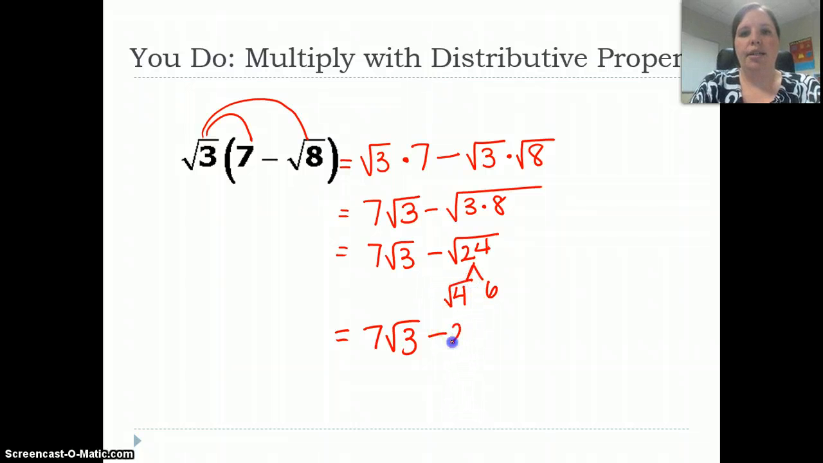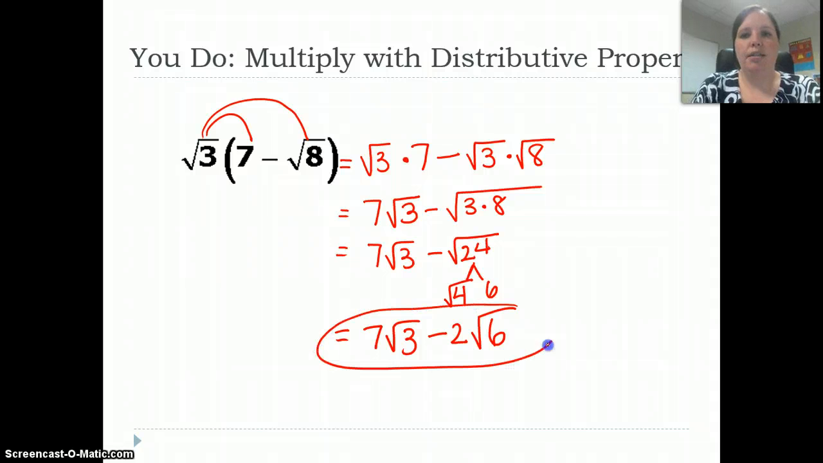7 root 3, and 4 is the perfect square, and 6 doesn't have any perfect squares in it. And if these worked out to be both root 3s or both root 6s, I would simplify it more, but as they are not like radicals, I can't combine them anymore. So we can distribute with radicals as well.